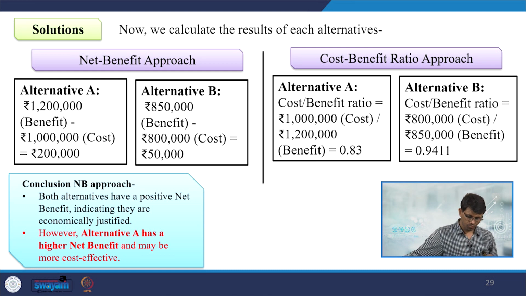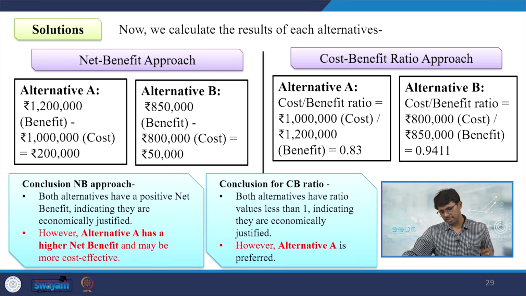The conclusion for the net benefit approach: both alternatives have a positive net benefit. This indicates that they are economically justified. However, alternative A has a higher net benefit and may be more cost effective. Whereas in the case of the cost benefit ratio approach, in terms of conclusion, we just find the difference.